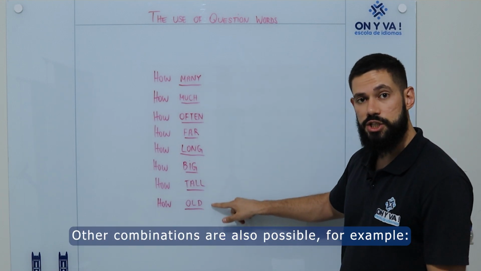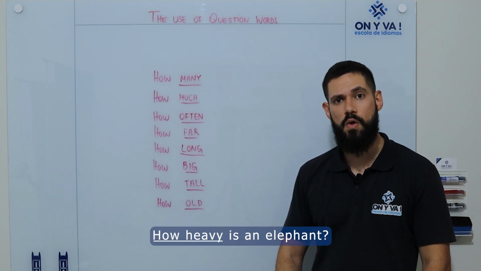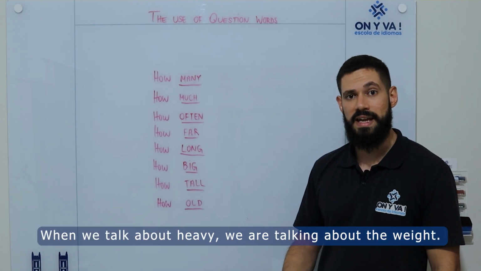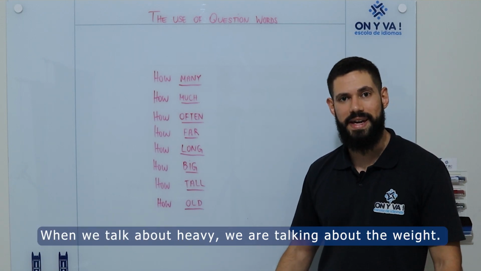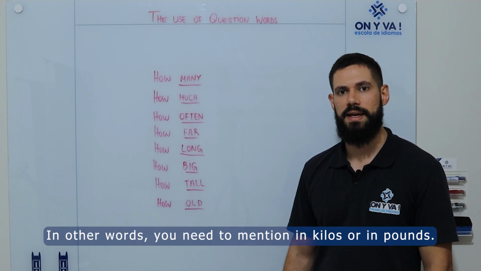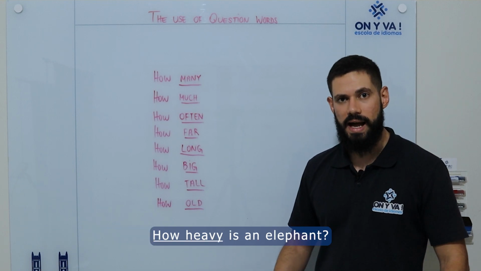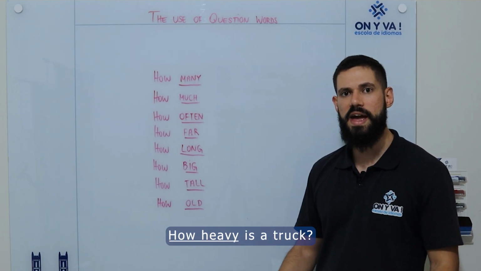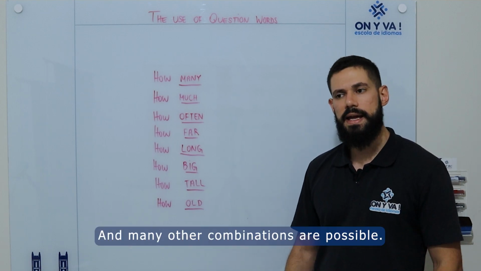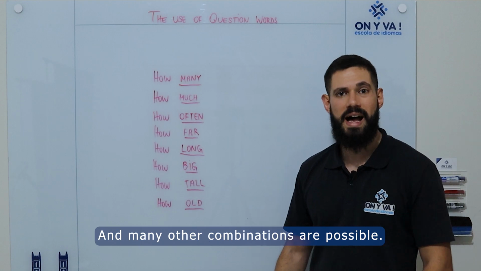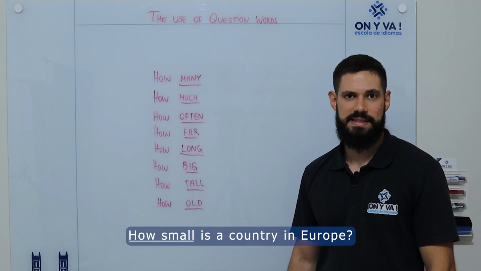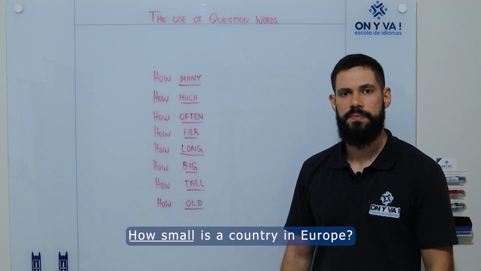And other combinations are possible. For example, how heavy is an elephant? When we talk about heavy, we are talking about the weight. In other words, you need to mention in kilos or in pounds. How heavy is an elephant? How heavy is a truck? How heavy is a whale? And many other combinations are possible. How fast is a car? How small is a country in Europe?